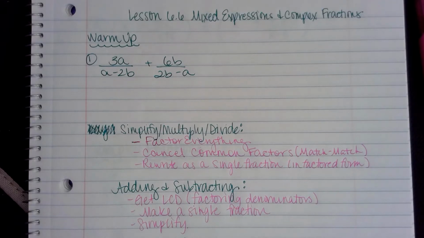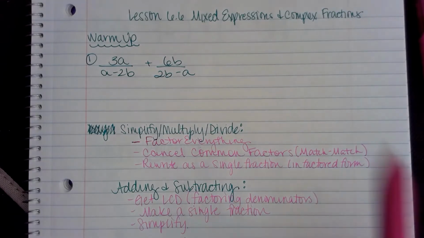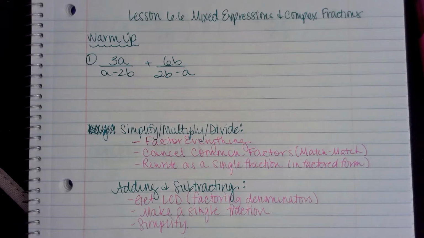We're going to get started here, kick it off with a good old-fashioned warm-up. Get your brains going. So you guys are going to take care of this one. Make sure that you remember what we were doing before with our adding of rational expressions. We have 3a over a minus 2b plus 6b over 2b minus a. Go ahead.